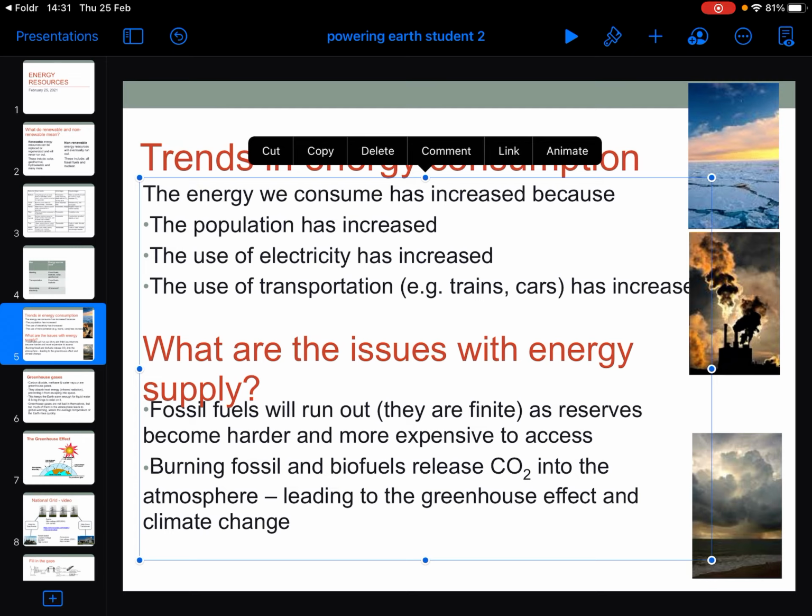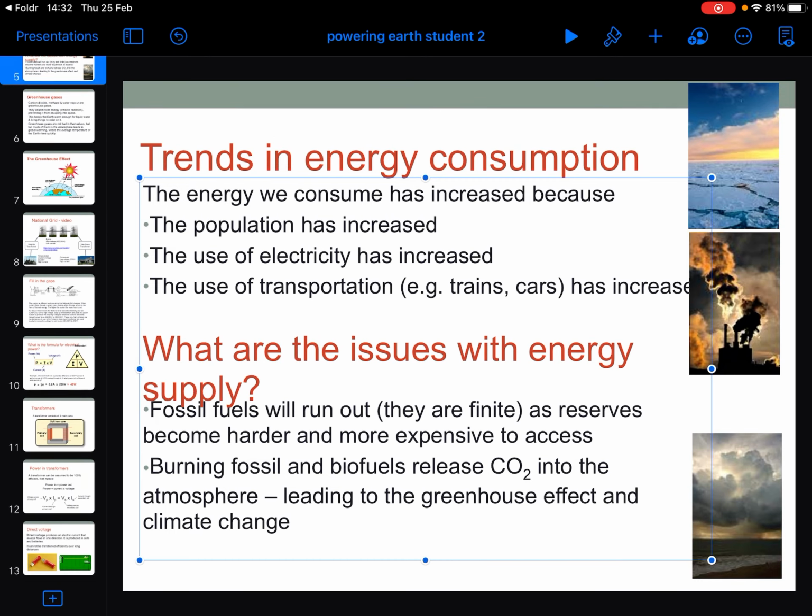Burning fossil fuels and biofuels release CO2 into the atmosphere, leading to the greenhouse effect and climate change. So let's look a little bit more in depth at that bit.